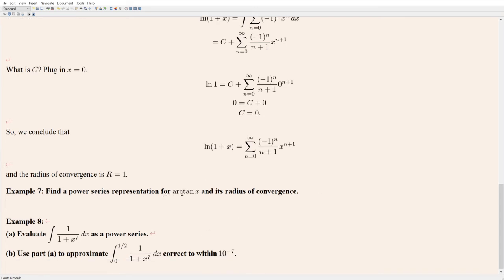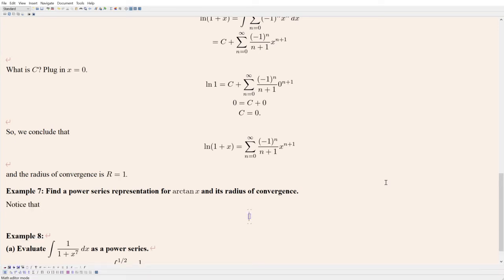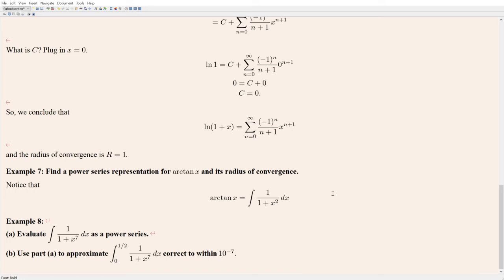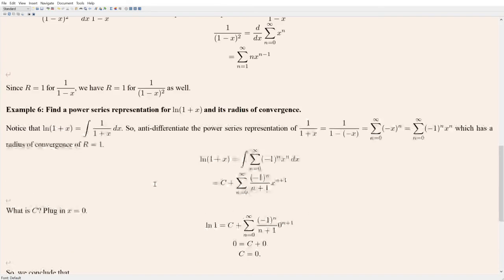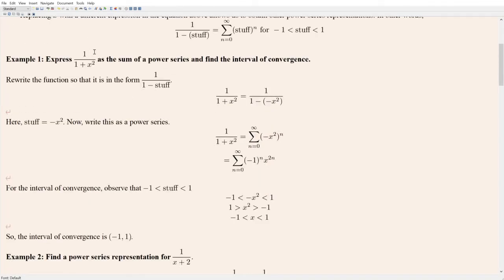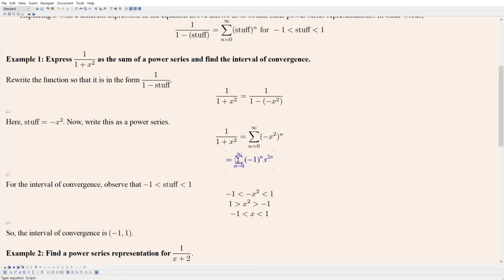Okay, find a power series representation for the Arctan function. All right, well, going with this same strategy that we've been doing, let's write down Arctan as an antiderivative. Arctan is the antiderivative of 1 over 1 plus x squared. So all we need to do is antidifferentiate the power series representation of 1 over 1 plus x squared, which, conveniently enough, was one of our examples. And the radius of convergence is half the length of this interval, so the radius of convergence is 1. So let me just copy this, getting ready for that.